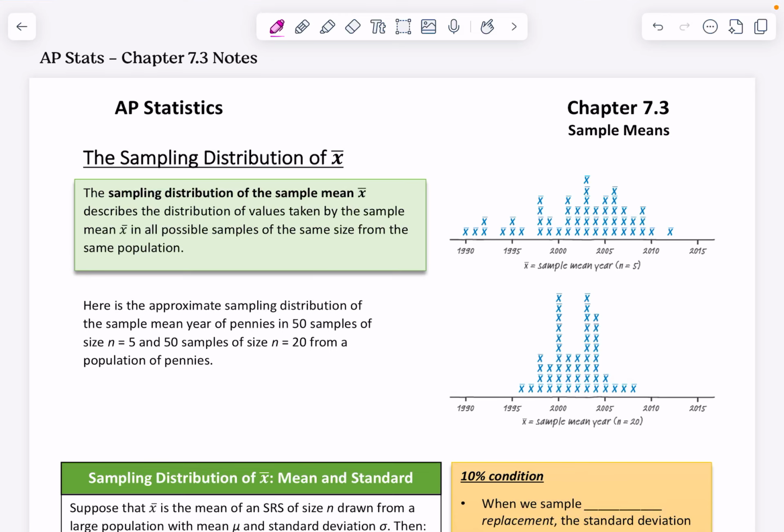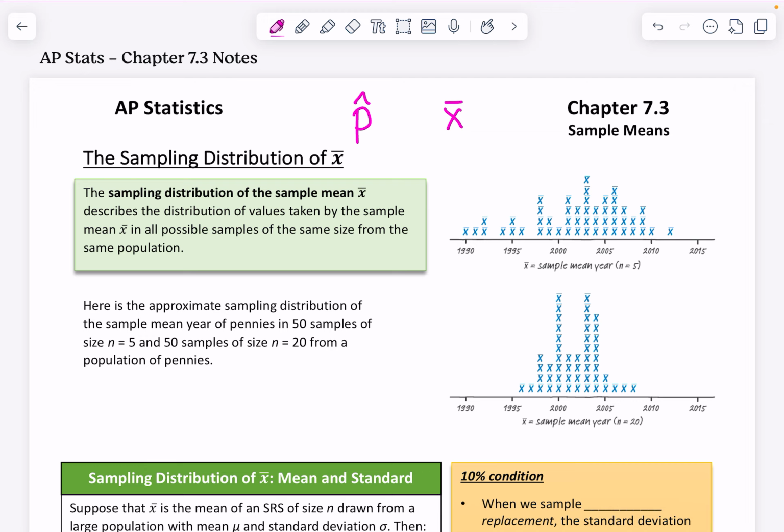Hey there. I just wanted to talk about 7.3 in case you are not here because of the holidays, and in case we didn't get to finish it in class. So, long story short, 7.3 is basically 7.2, but 7.2 talks about the sampling distribution for sample proportions, and now we're just going to talk about sample means.